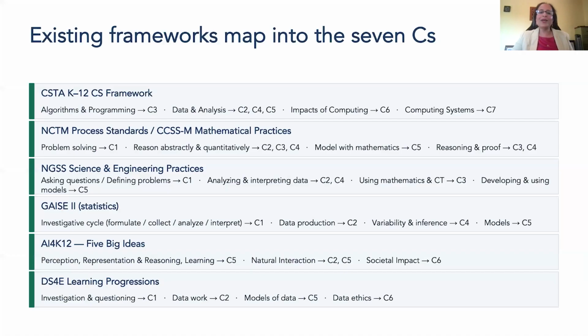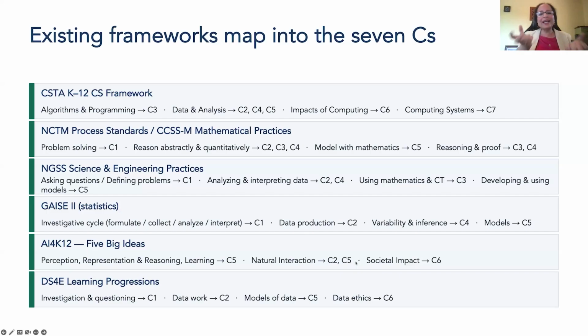All right. So one of the report's key methodological moves was to analyze existing frameworks in the light of these 7 competencies. So we looked at the computer science standards, the math and science standards, the GAISE standards from a framework from statistics, AI for K-12 big ideas. And this is just an example of how we found those competencies already sitting in frameworks, and the chapter itself has much more detailed tables, etc.